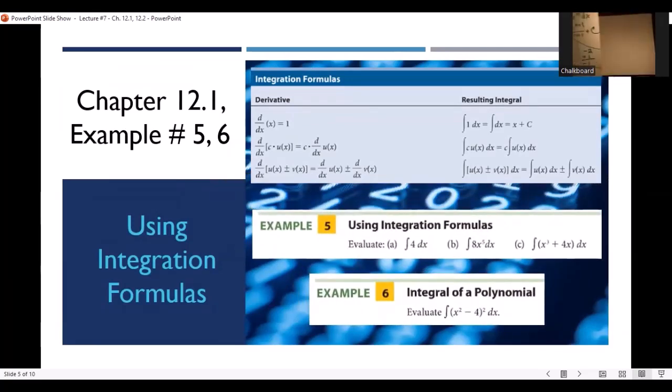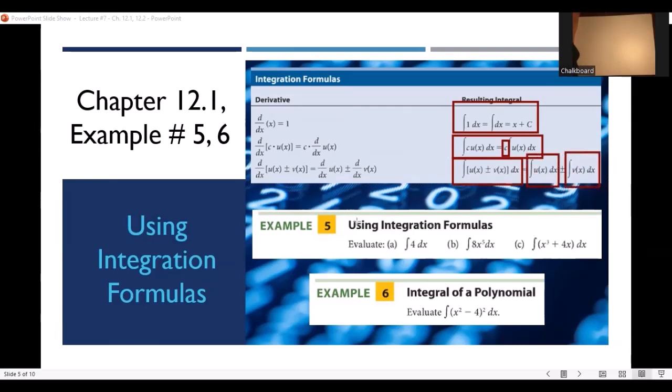So just as a review, like we had said earlier, if you want to remember these ideas right here, when you take the integral of just dx, it's x. When you take the integral of something and it has a multiplier, you can drag the multiplier out in front. When you take the integral of something that has more than one part being added or subtracted, you can integrate each piece separately. And now let's see if we can apply that to examples 5 and 6.